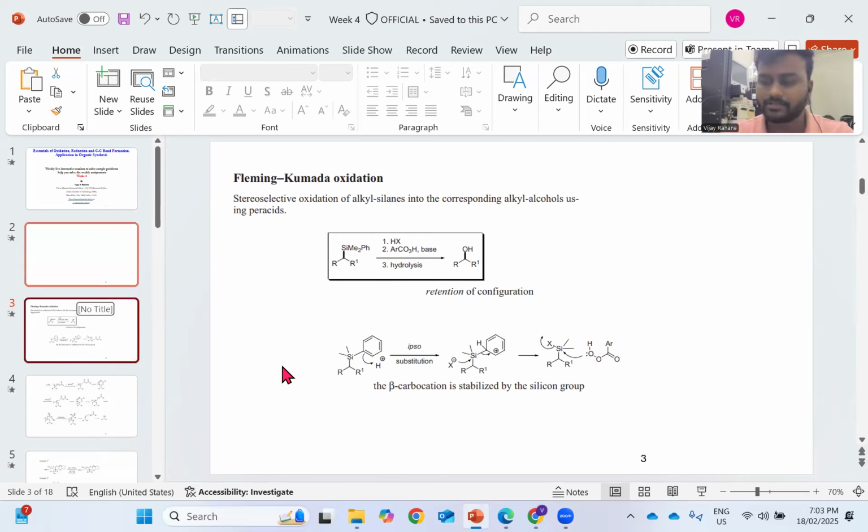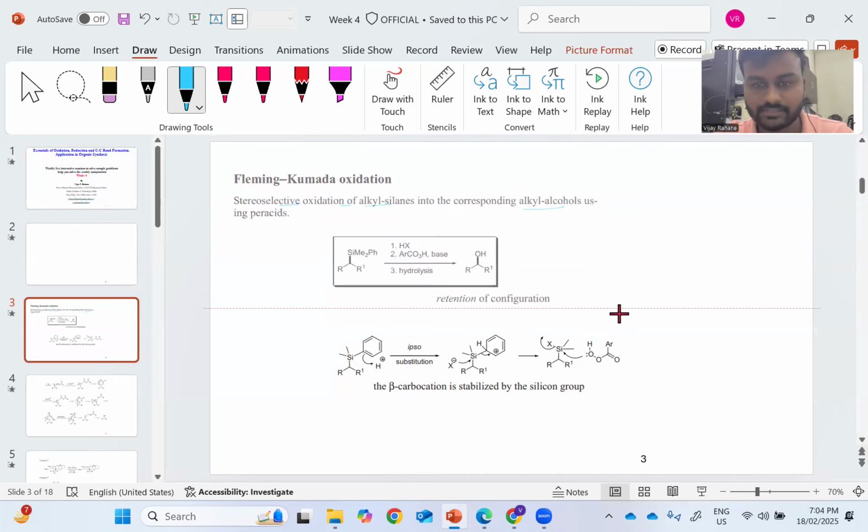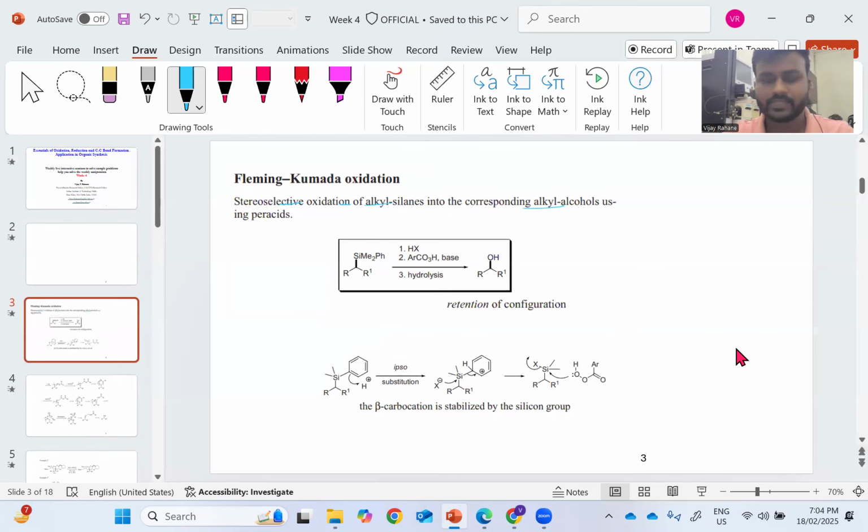Here we have seen the Fleming oxidation, and this is the reaction that I have mentioned here, the Fleming-Kumada oxidation. It is a stereoselective oxidation of alkyl silane into the corresponding alcohols using peracids. Let's say we have the starting material that I have mentioned here. I'll just enlarge the structure so it is good for you to understand.